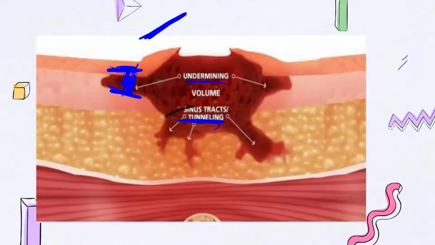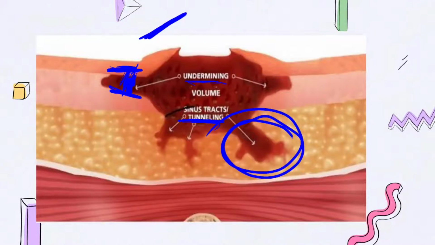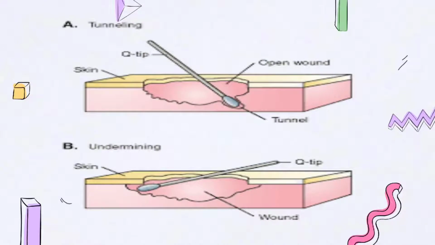And down here is what we call the tunneling. Tunneling is a burrowing. It digs deeper on your wound bed. That is tunneling. Here again, this is your undermining and this is your tunneling.